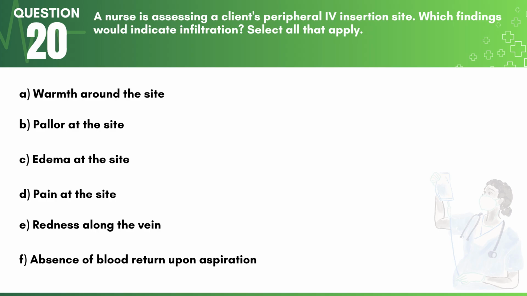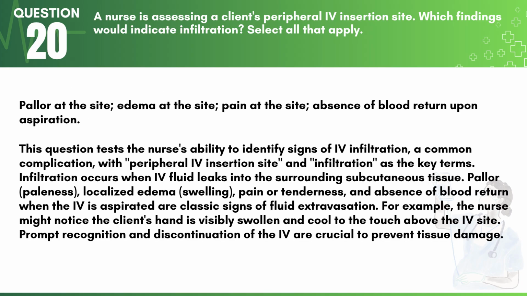D. Pain at the site. E. Redness along the vein. F. Absence of blood return upon aspiration. Answer: pallor at the site, edema at the site, pain at the site, absence of blood return upon aspiration.